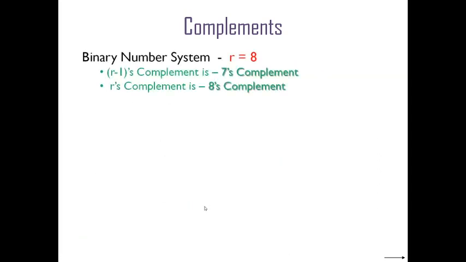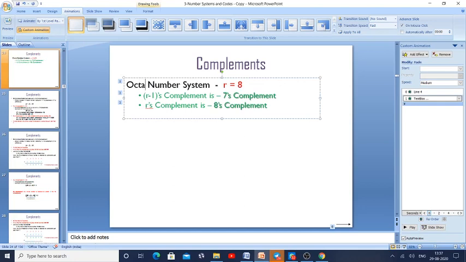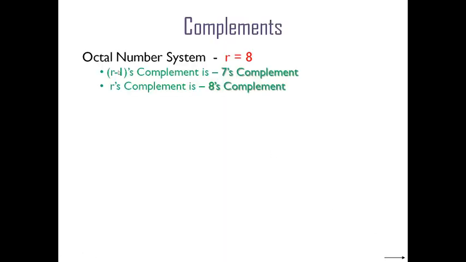Next is the octal number system. This is not binary, this is the octal number system. In case of the octal number system, the radix is 8. So due to this radix 8, we are getting the 7's complement for the r minus 1's complement, and the 8's complement for the r's complement.